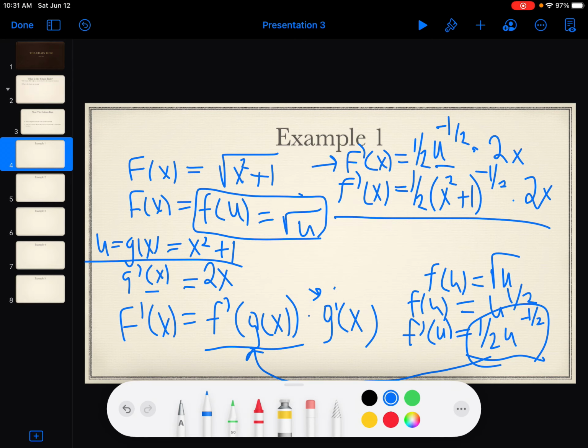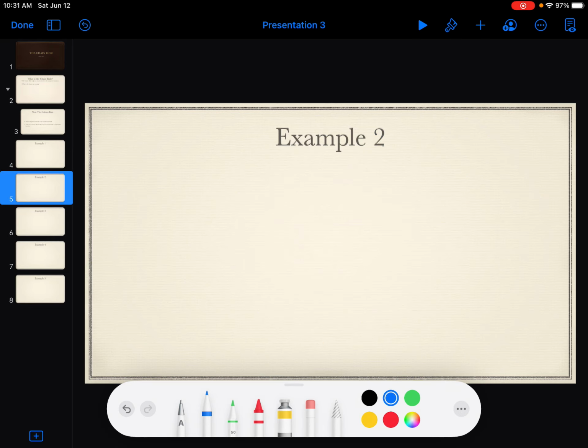We're done. And that took a little bit of time because we went slower, and we did more substitution, and I tried to explain it. So you're working outside in, and that's what we did. So let's do another example.